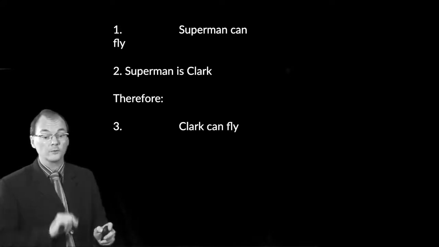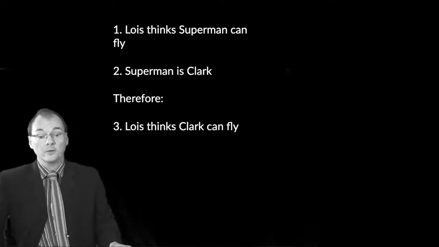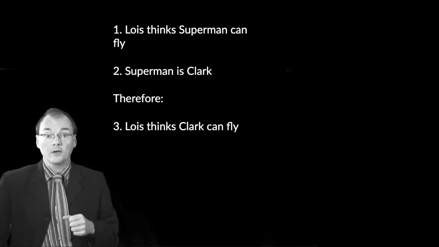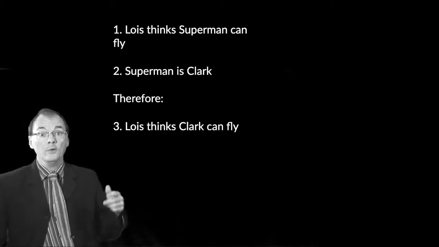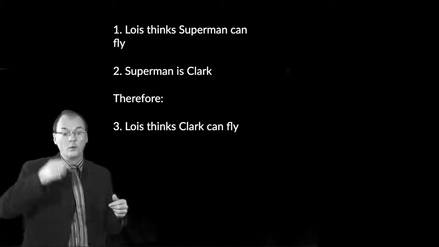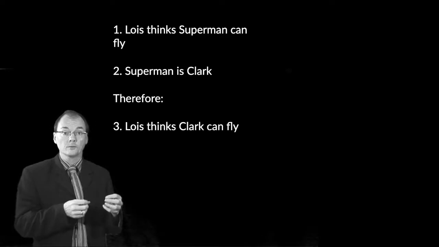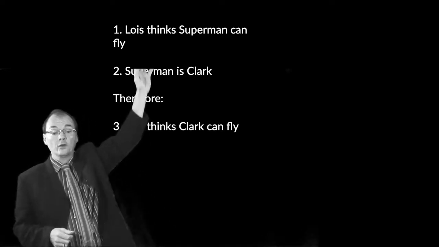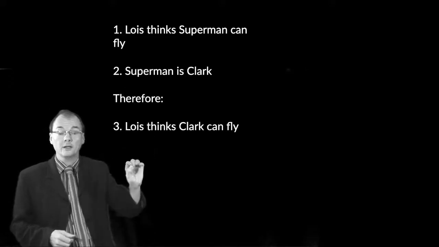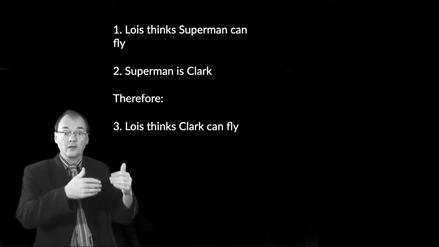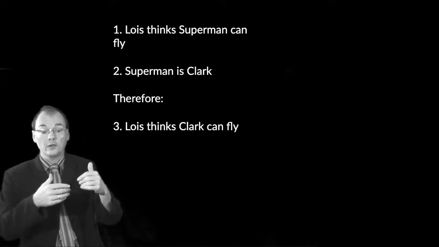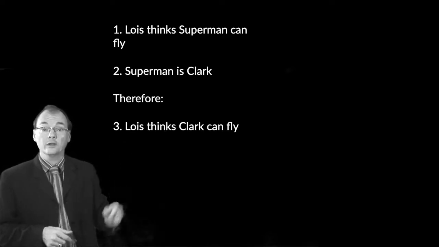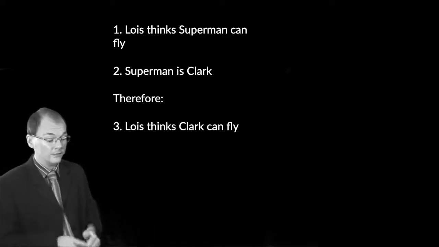No question. Good. Here's a variation on that same argument. Lois thinks Superman can fly. Superman is Clark. Therefore, Lois thinks Clark can fly. Now, if we think that what distinguishes one thought from another is just the things that the thought is about, so that we distinguish the contents of thoughts by appeal to, in this case, Superman and Clark, then the fact that Superman is Clark would tell us that the thoughts that Lois has in 1 and in 3 don't differ in content. They have the same contents. And so this argument would therefore be logically valid.